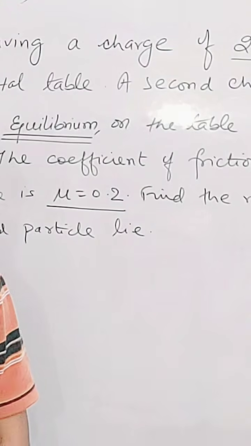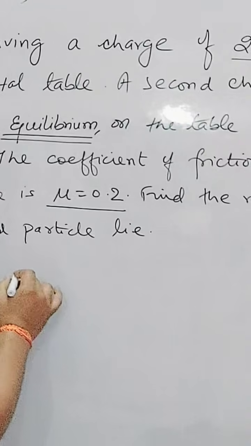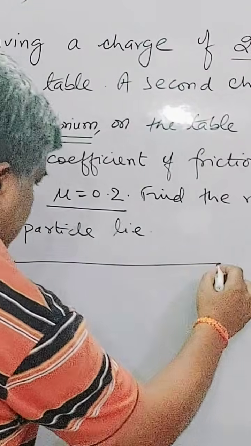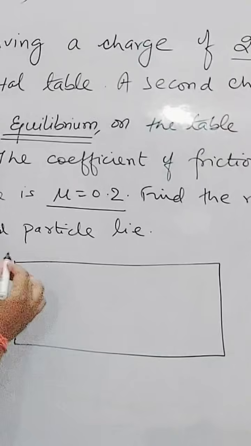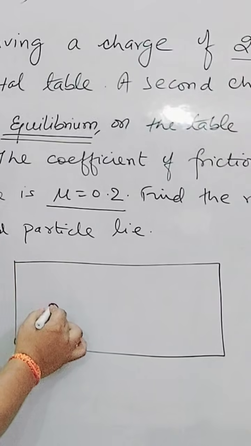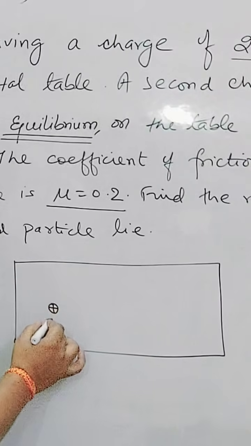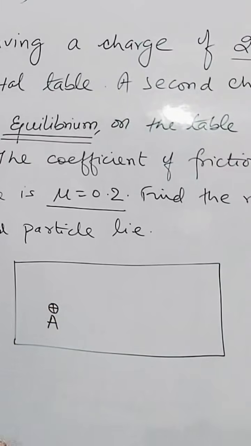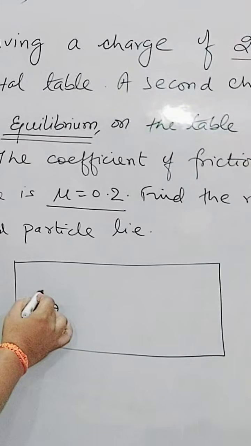So let us see by using some diagram. Okay, suppose this is a table. Table can be of any shape. I am taking a rectangular table. Suppose here a charge is fixed at this point A, and this charge is 2 microcoulombs.